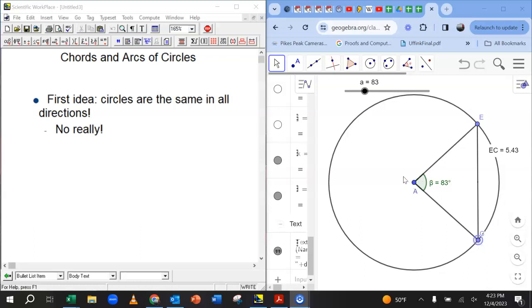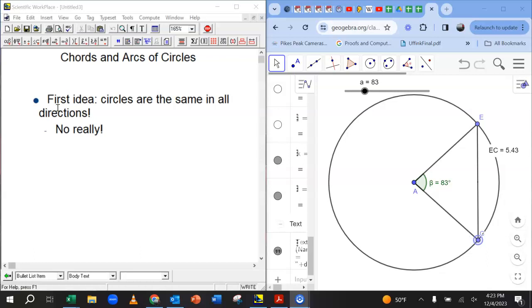Those are radii. Remember, radius and its plural radii, that can refer to the number, which is how far each point on the circle is from the center. But it's also used to talk about any one of those segments that connects a point on the circle to the center. So we've got 2 radii and a chord here.